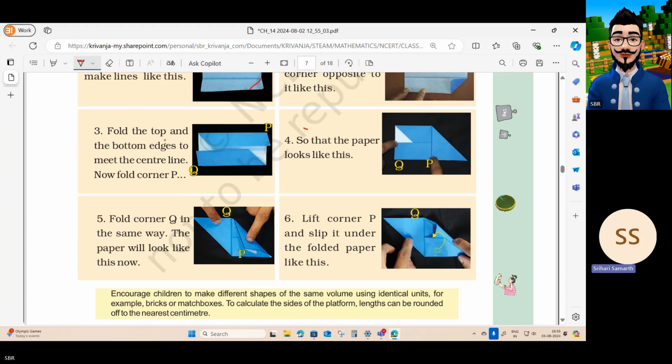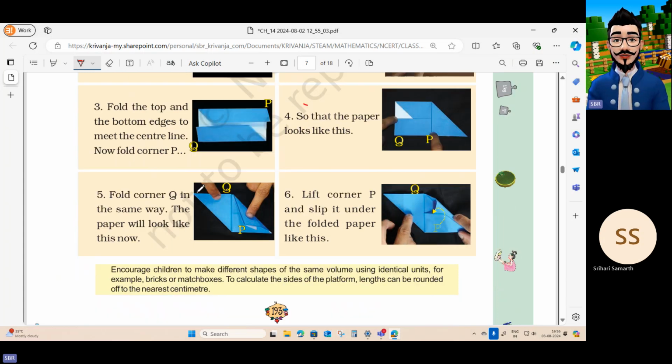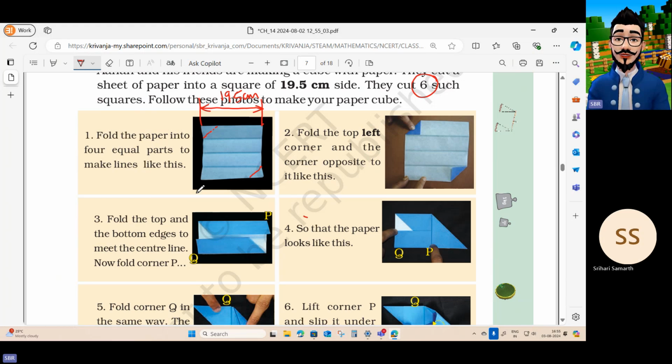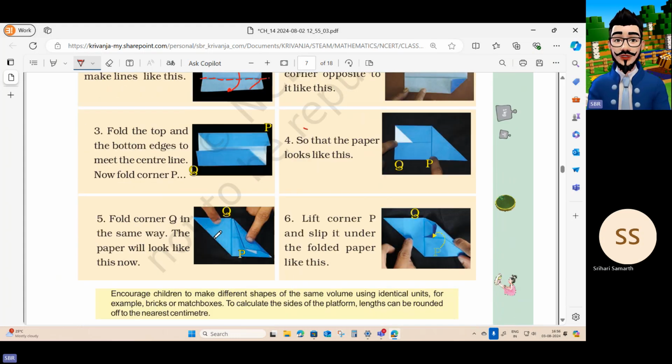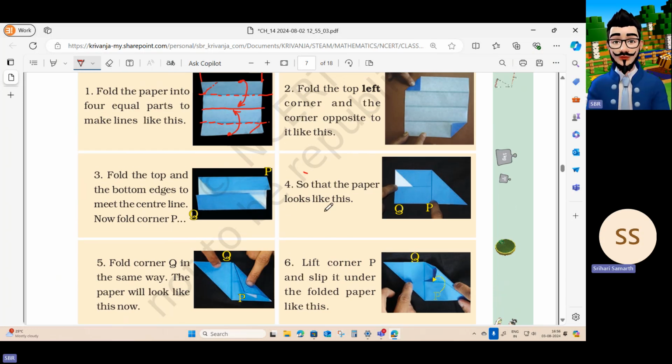Fold the top and the bottom edges to meet the center line. What they are doing is folding the paper about this line and about this line. When they do it, this edge will meet here, and this edge will meet here, and the same edge here. You should concentrate, you will develop the creativity. Next, so that the paper looks like this. I think you need to fold again further.